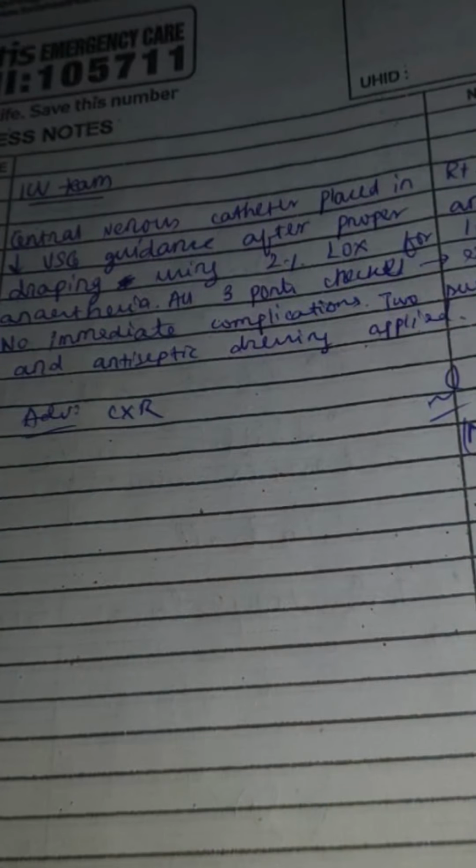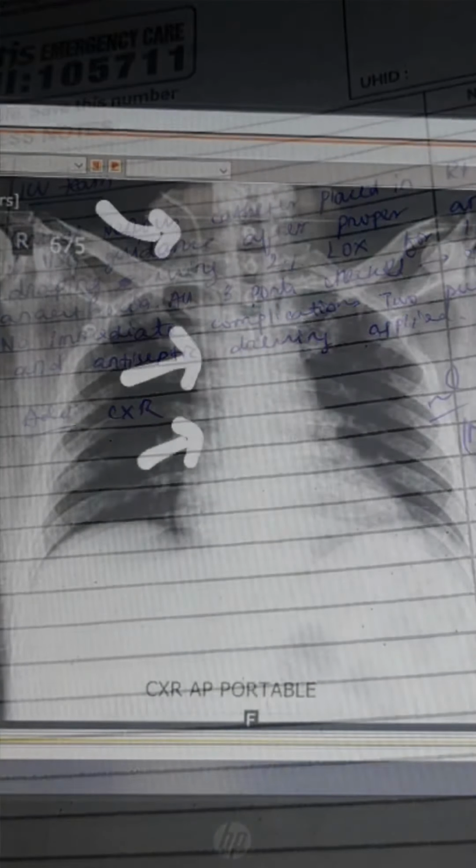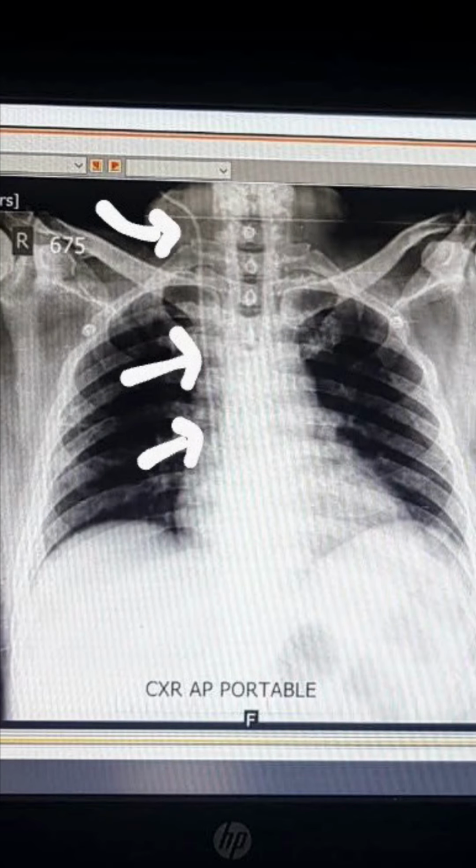I have written down a procedure note, and this is the X-ray clearly showing the central line going all the way down and entering the heart.